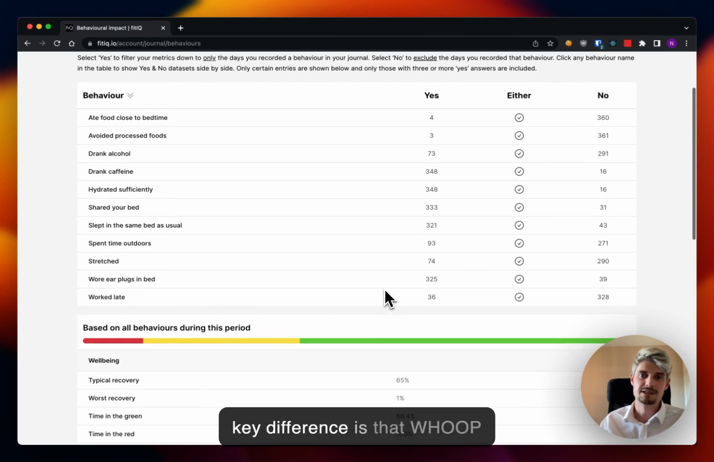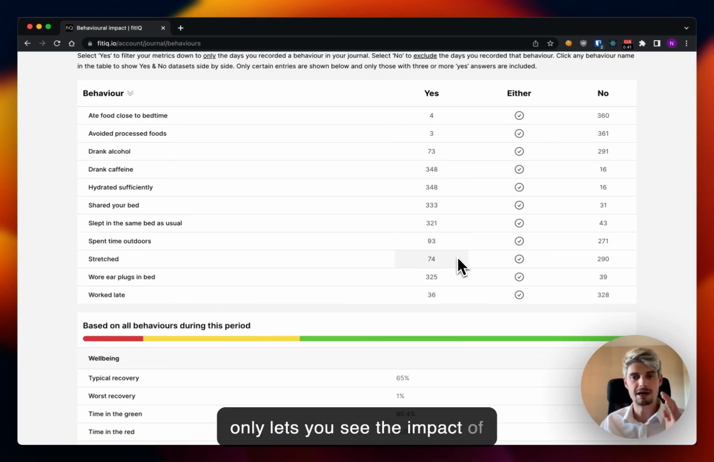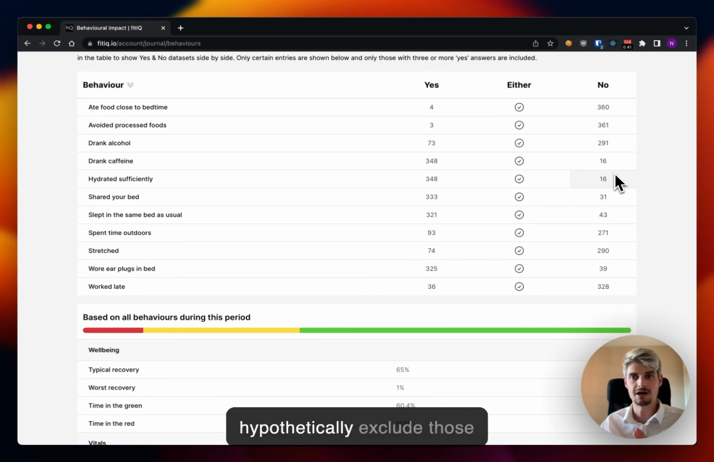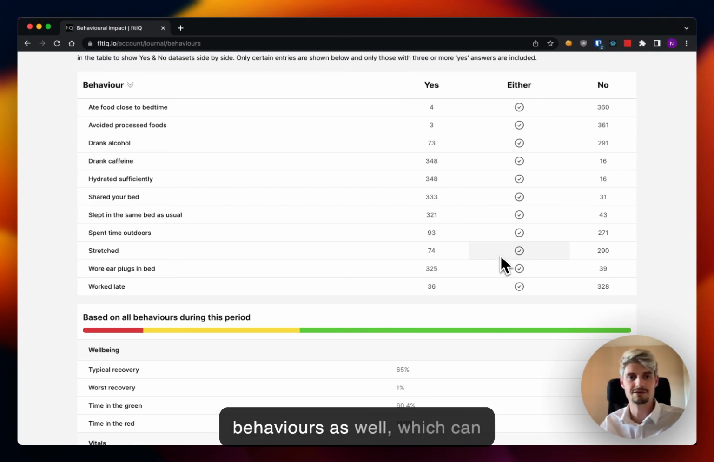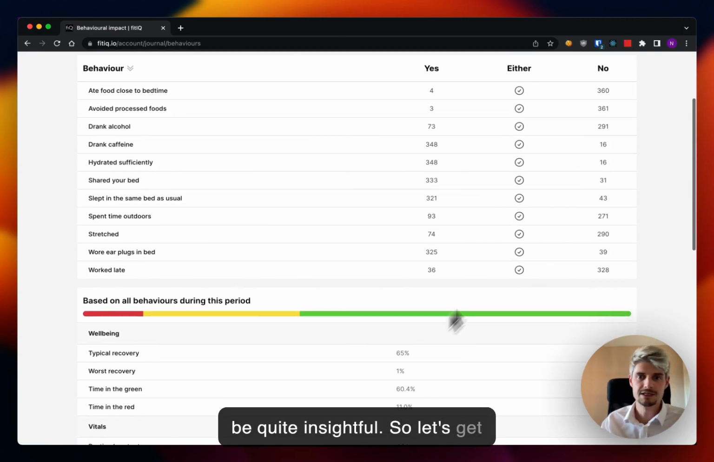The other key difference is that Whoop only lets you see the impact of behaviours when you answer yes to them in your journal. Whereas, as we'll see shortly, fitIQ also lets you hypothetically exclude those behaviours as well, which can be quite insightful. So let's get into it.